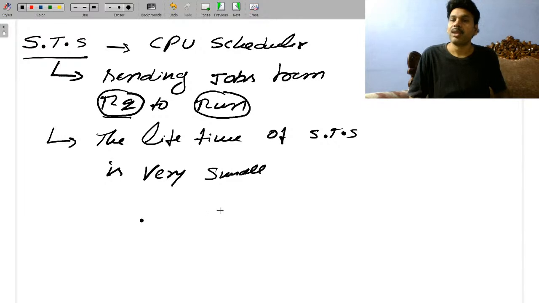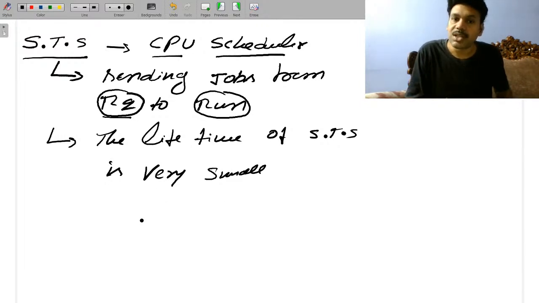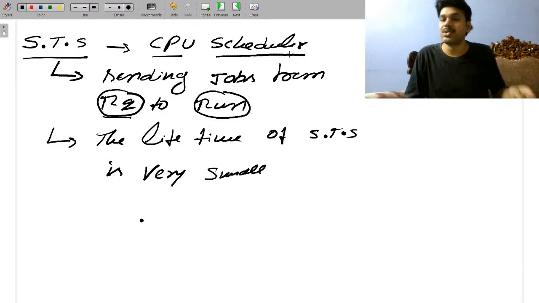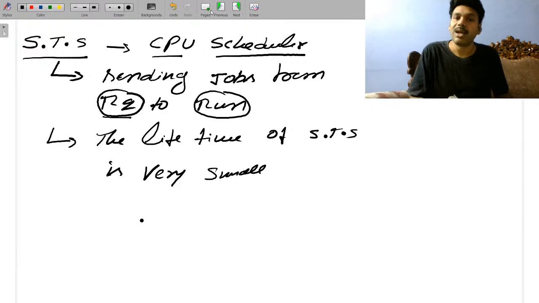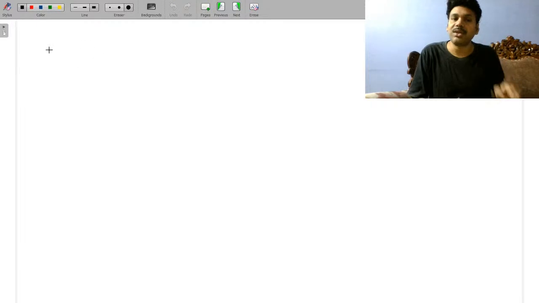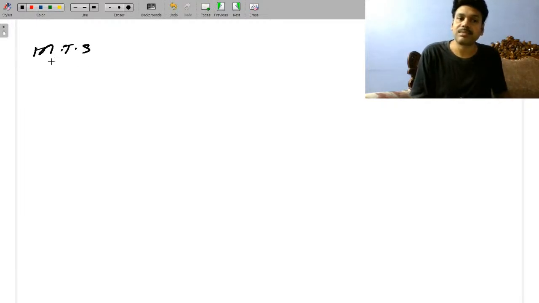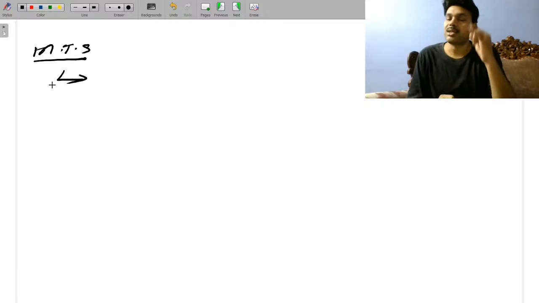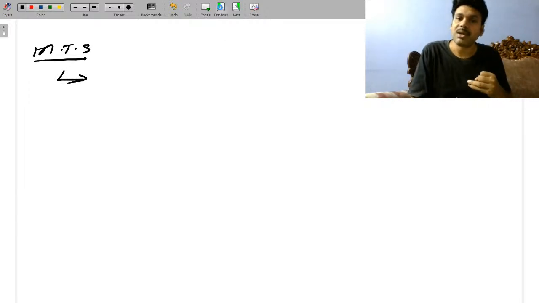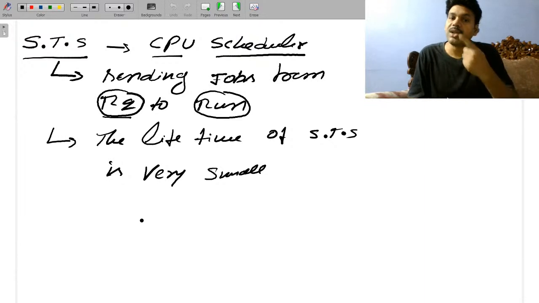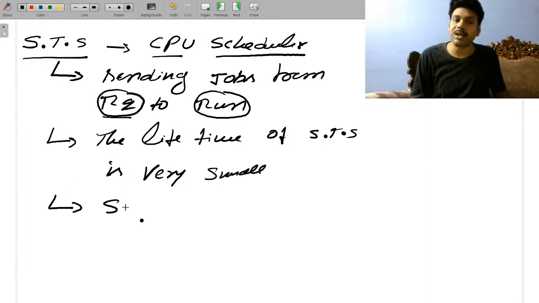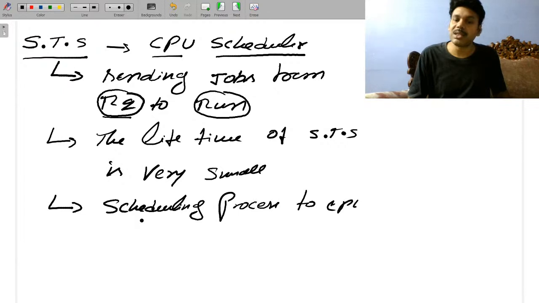That's it. This is also called the CPU scheduler, because it schedules the process for running and hands over the process to your CPU only. And what is the next one? The third scheduler is MTS. So LTS responsibility: creation of the process. STS responsibility: scheduling the process to CPU. This is the second task.